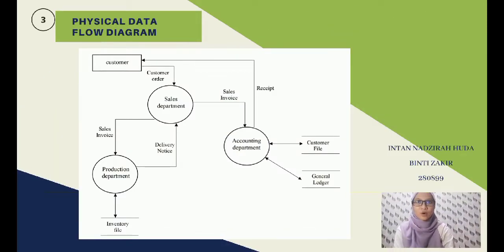This is the data flow diagram for Y&R Multi Enterprise. From the customer, it sends the order to the sales department, and then the sales department divides it into 2: first, send the sales invoice to the accounting department, and second, send the sales invoice to the production department. In the production department, they will update the inventory file, which is the stock inventory ledger, and send the delivery notice to the sales department. In the accounting department, they will update the customer file and general ledger. It also prepares and sends the receipt to the customer.